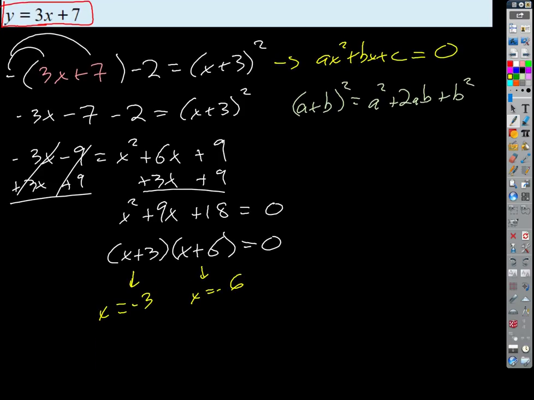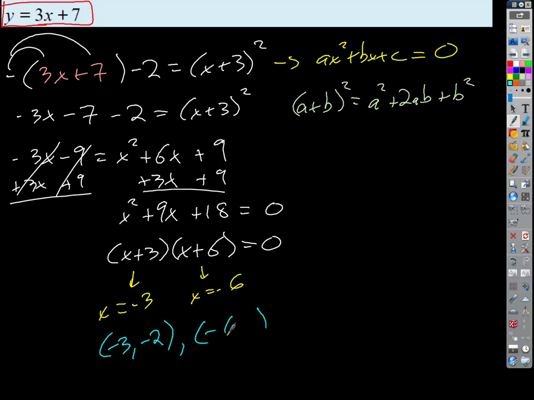y equals 3x plus 7. Okay, so then what if x is negative 3? What's y going to be? What do you think, Kinsey? If x is negative 3, we plug that in, what are we going to get for y? 3 times negative 3 plus 7. Negative 2. Negative 2, good. We get negative 9 plus 7, negative 2.